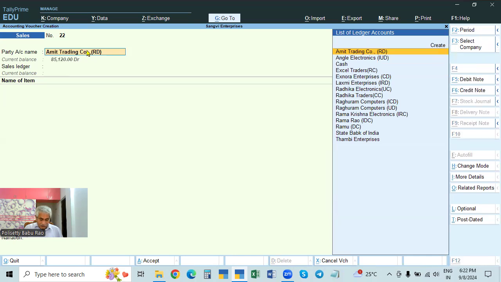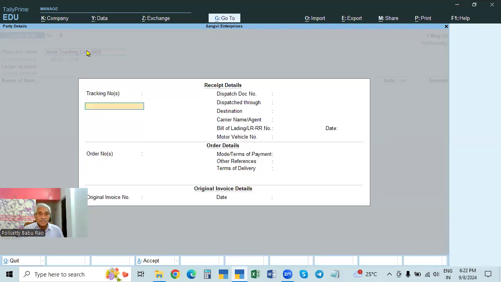Alt F6, Amit traders. Here you have to enter the original invoice number. Instead of going back and watching that, you can see the same thing here. From here, we can directly go to the ledger and see the invoice number, date, and the items. After seeing that, we can come back to this place. When I go to another place, this is not closed. That is the advantage of this Tally frame.